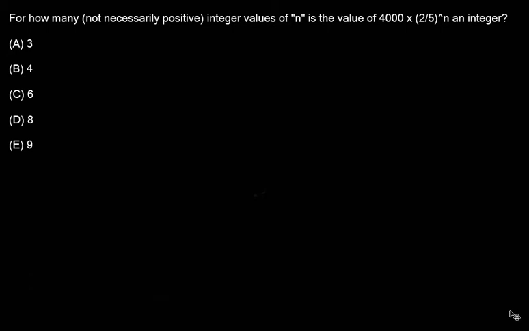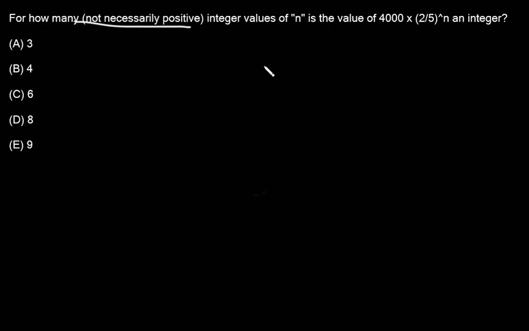Alright guys, in this video, this is the 2018 AMC 10 Test A, question 7, and I'll be showing you how to solve it. It's telling us, for how many, not necessarily positive, integer values of n is the value of 4,000 times (2/5)^n an integer? So for how many, not necessarily positive, remember that, integer values of n.